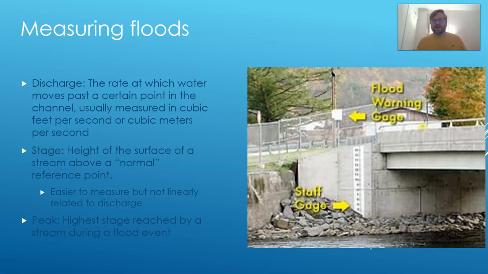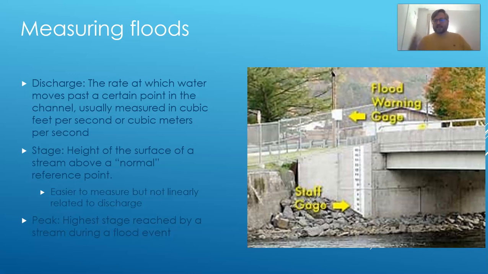So how do we measure a flood? Well, there's a few different variables that we might look at to describe the size of a flood that we're getting. So one way that we can talk about the size of a flood is called the discharge. This is the rate at which water moves past a certain point in the channel. So we pick a spot where we're going to measure the flooding, and we're saying how much water is moving past that spot. And we usually measure it in something like cubic feet per second or cubic meters per second. So what's the volume of water moving past this spot in the river every second?